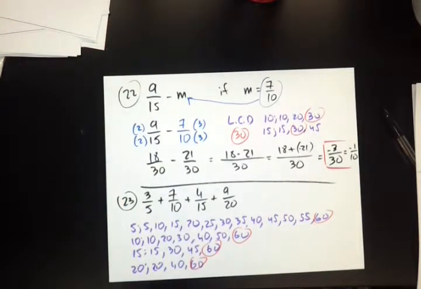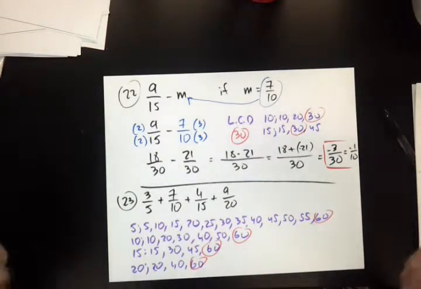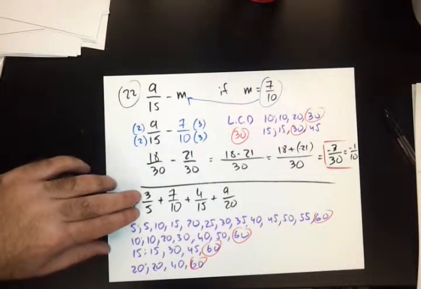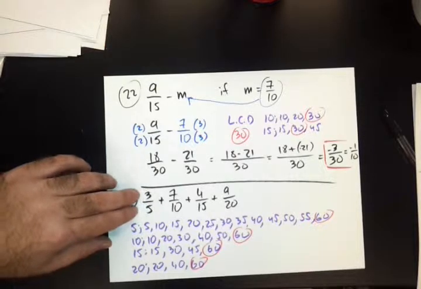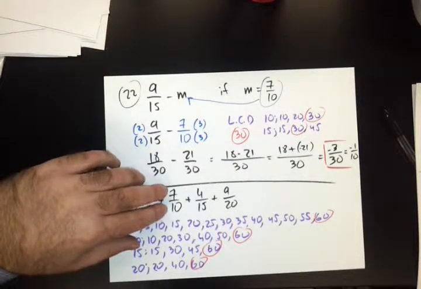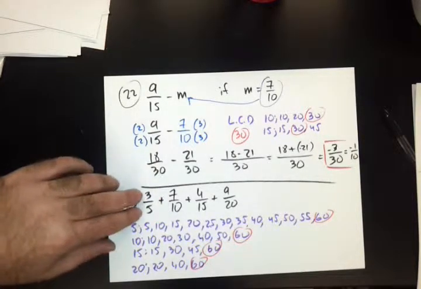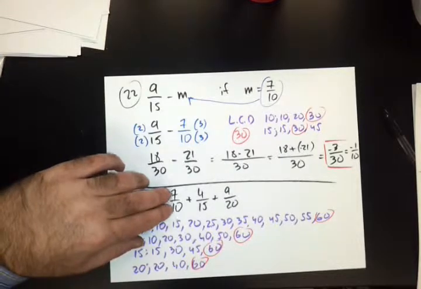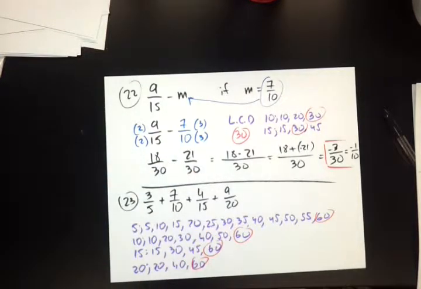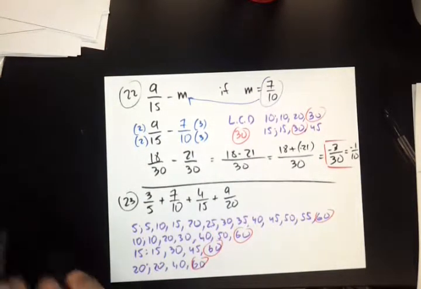would have been 60. So if you use a common denominator of 60, it would have made everything a lot simpler, because you would have to multiply these by 12, 6, 4, 3. Then you would have had a common denominator. You would just add them all and you would be done.